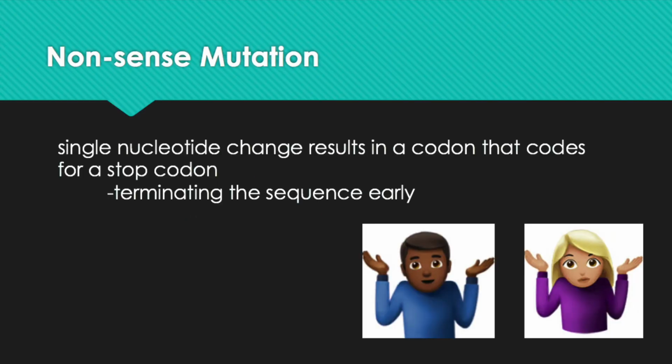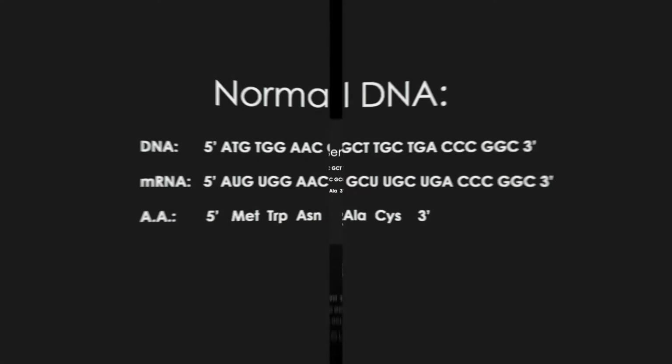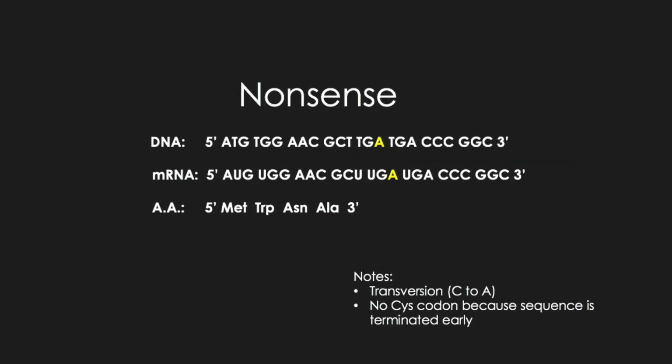The second type is nonsense. A nonsense mutation is when a single nucleotide alteration results in a codon that encodes for a stop codon. Therefore, the translation of the sequence will end earlier than normal. Again, we have a transversion because the base C changed to an A. The effect of the nonsense mutation is the codon encodes for a stop codon instead of coding for the amino acid cysteine. We can see the sequence translation is terminated early and there is no cysteine.